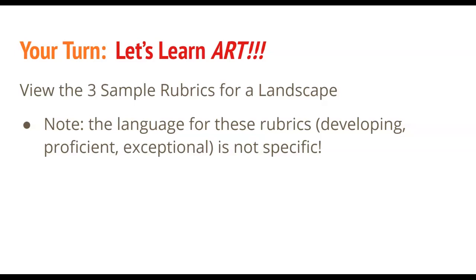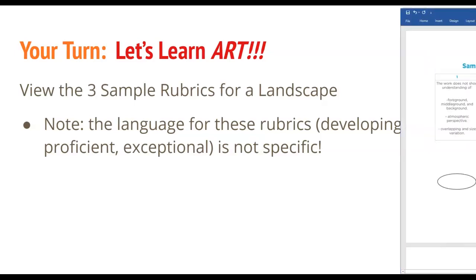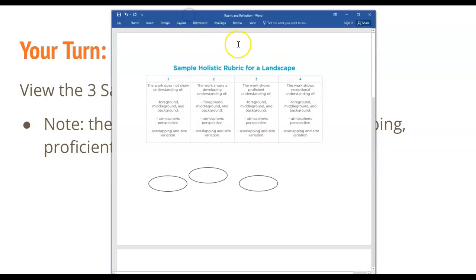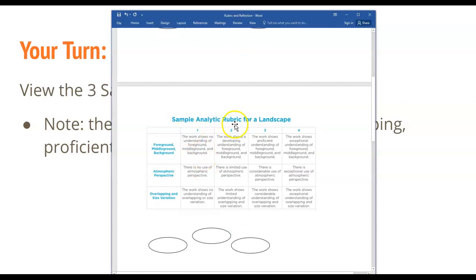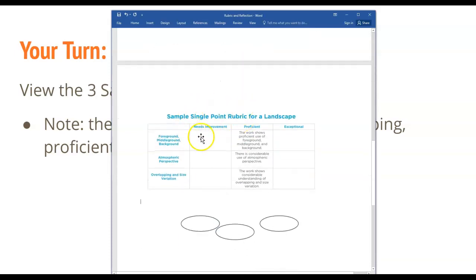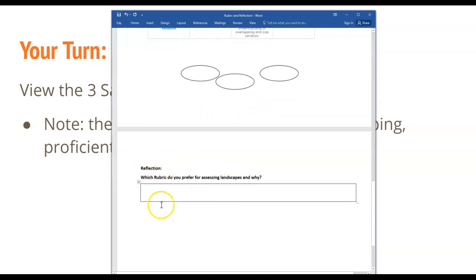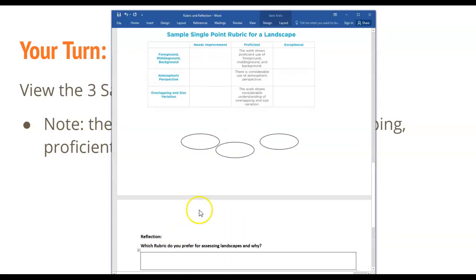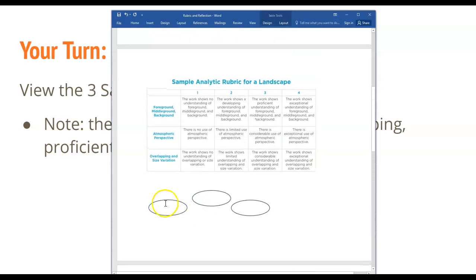And as we do so, I'm going to ask that you download from the right-hand side of Module 2 the rubric and reflection note sheet. And it should look something like this. I'm providing you with a holistic rubric right here, an analytic rubric right here, a single point rubric here, and then a reflection question and a space for you to write in. What I'm also giving you are some little bubbles that you can manipulate, and you can drag and you can expand however you need to in order to actually assess this work.